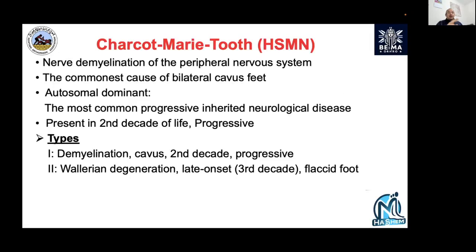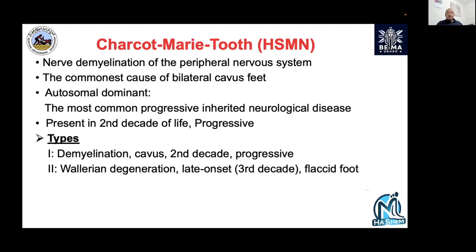It is a very common cause of bilateral cavus feet. It's a type of autosomal dominant problem, and it's the most common inherited neurological disease if you have it. It's always present in the second decade of life, and it's a bit progressive. It's not uncommon, to be honest.